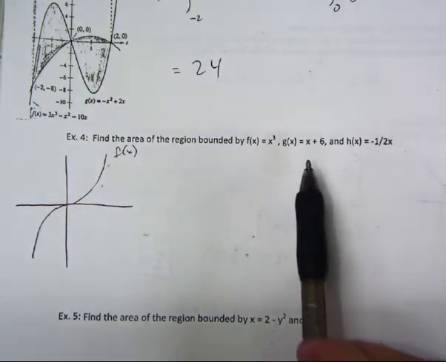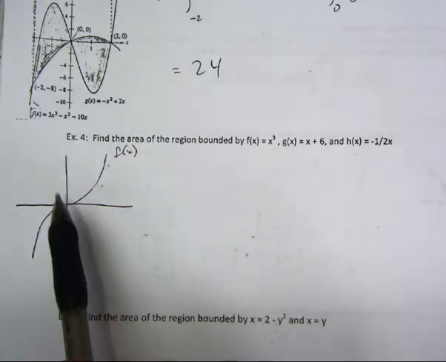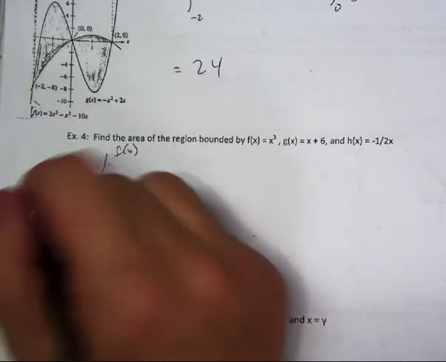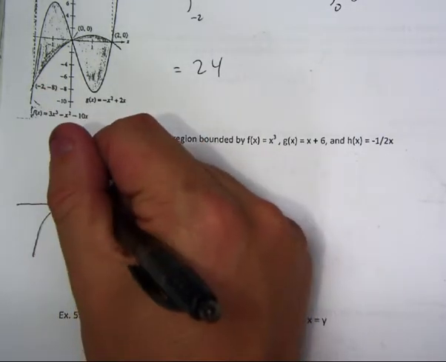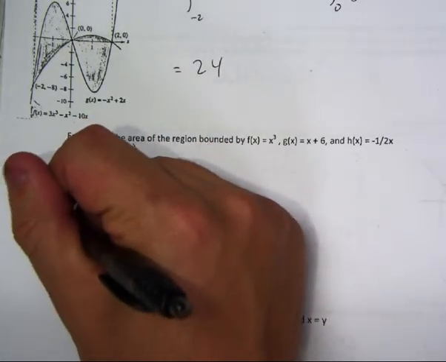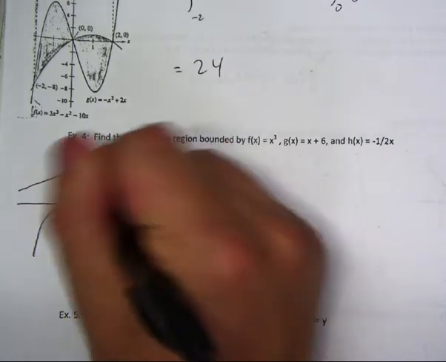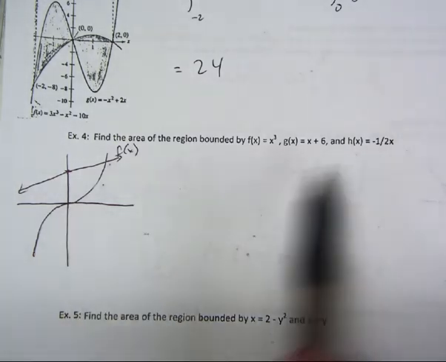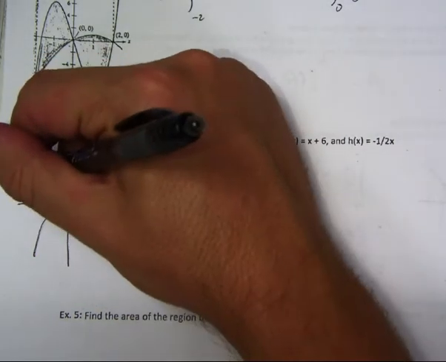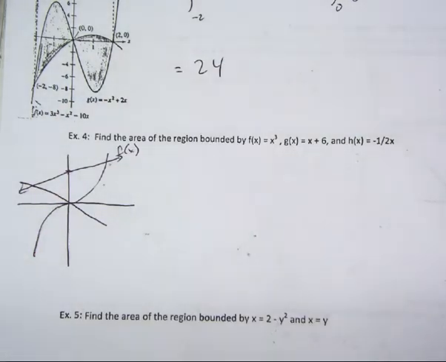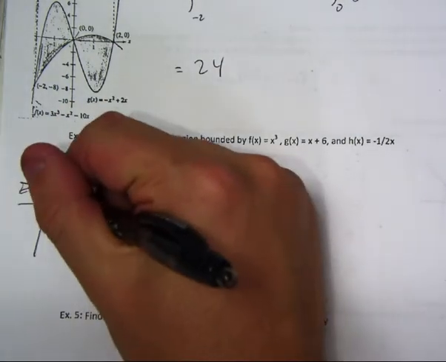Y equals x plus 6. So now that's our line that has a y-intercept of 6, slope of 1. This is going to look pretty bad, by the way, but let's just say that's 6. And slope of 1. Basically that line looks like this. And the last one is negative 1/2 x. So now that has a y-intercept of 0, slope of negative 1/2. So it's going to look something like this. Again, I don't have increments or anything. But here's our region, right here.